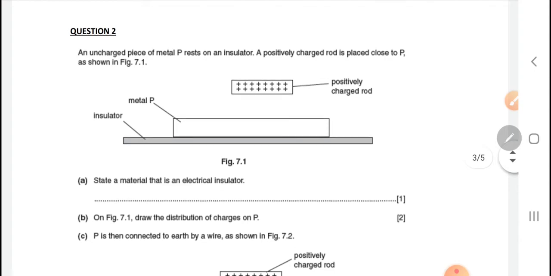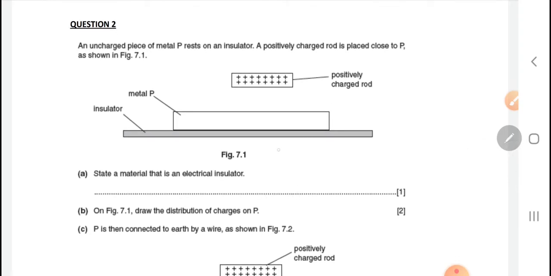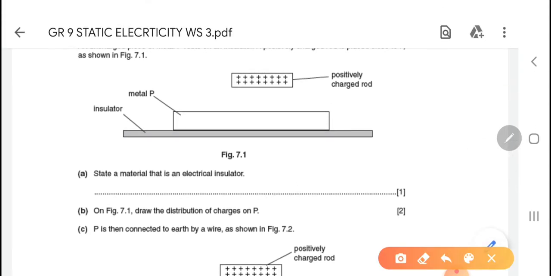So, the distribution of the charge on P. Since we have a positively charged rod above metal P, the upper part of metal P must be negative, because electrons will be attracted towards the positively charged rod. So the bottom part of metal P will be positive. You should draw an equal number of positive charges and negative charges on P.